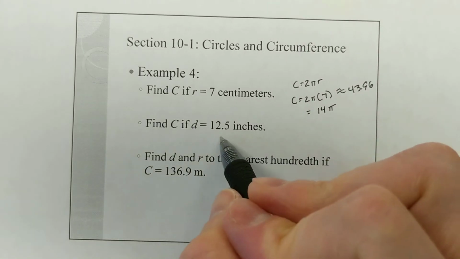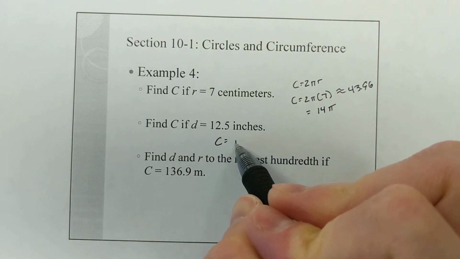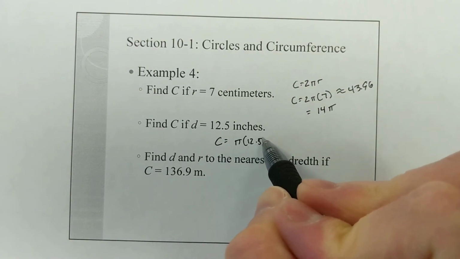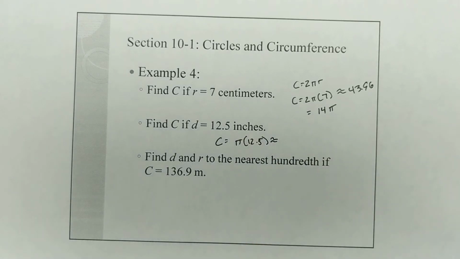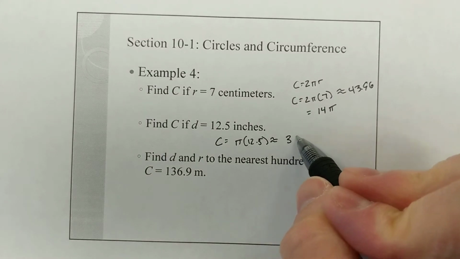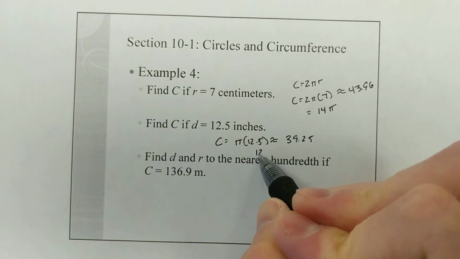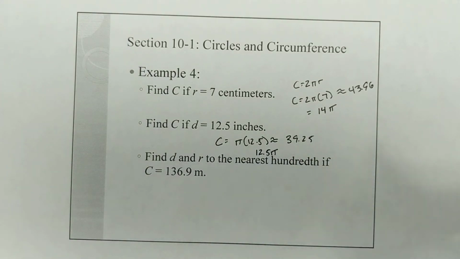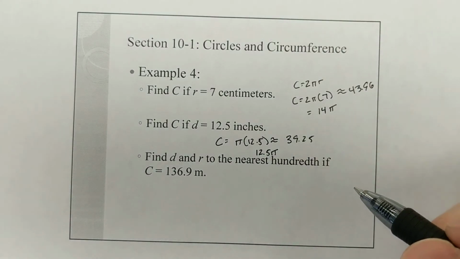So down here, pi d, so pi times 12.5. So that is about 3.14 times 12.5, 39.25. However, 12.5 pi is also an acceptable answer. You can leave it as pi.